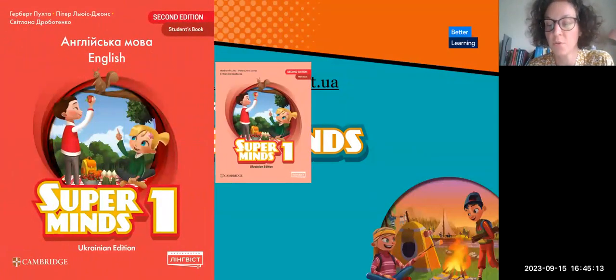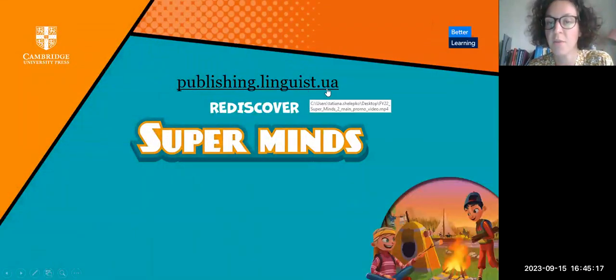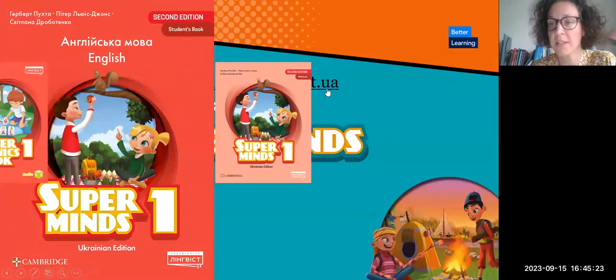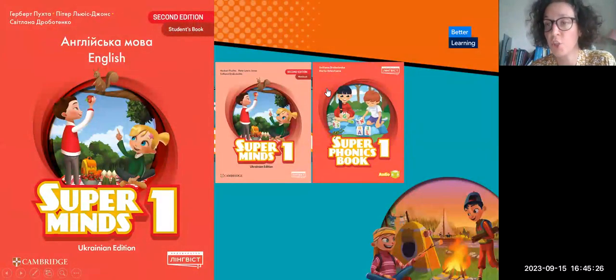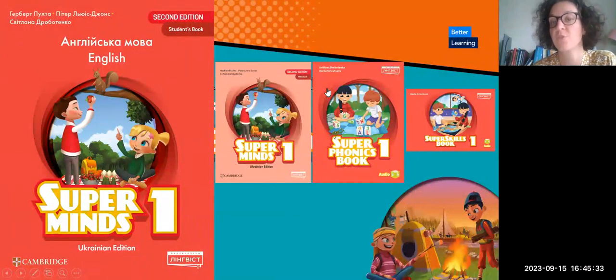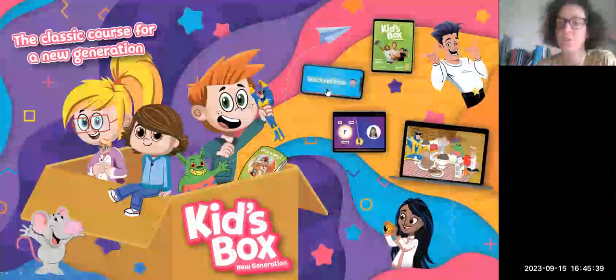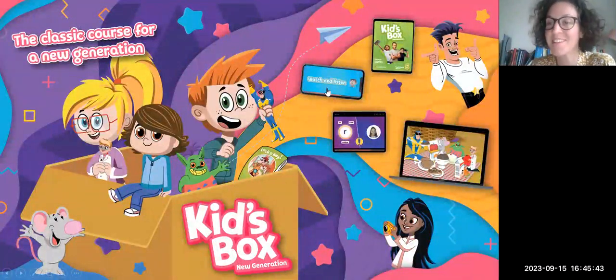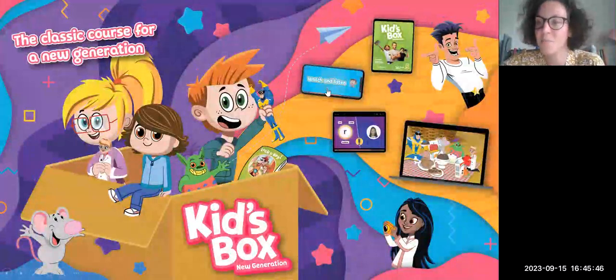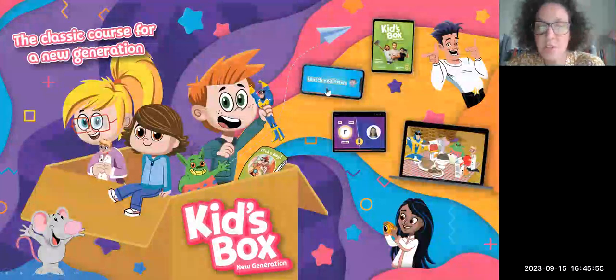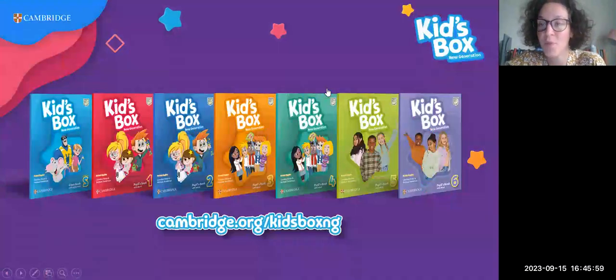If you are interested, go to the Publishing Linguists UA website. You will find the samples of the students' book, activity book, and also the samples of new additional components, which are the Superphonics book and the Super Skills book. Also, we have the new edition of Kids Box New Generation. The Ukrainian edition is what most teachers are supplied with by their libraries. But if you are interested in some other materials that you want to purchase, check out Kids Box New Generation. It's a really great book for primary students.